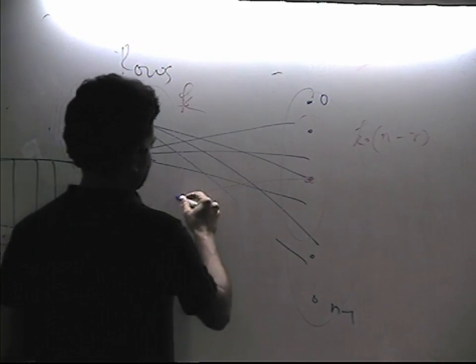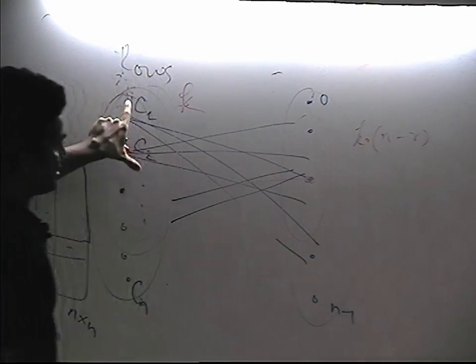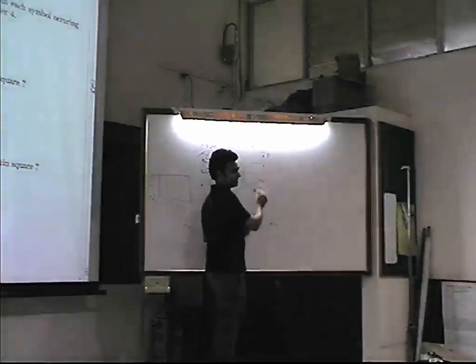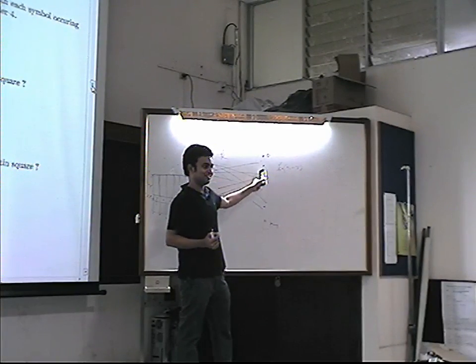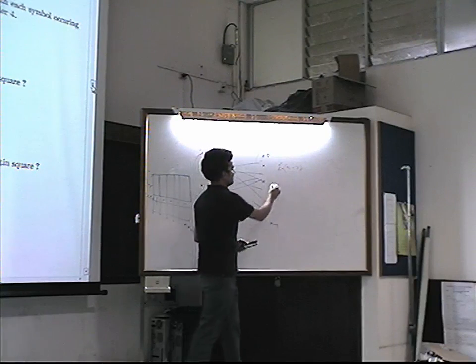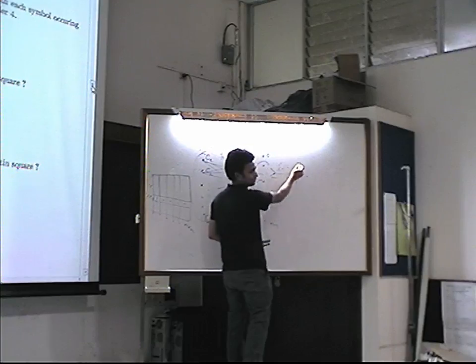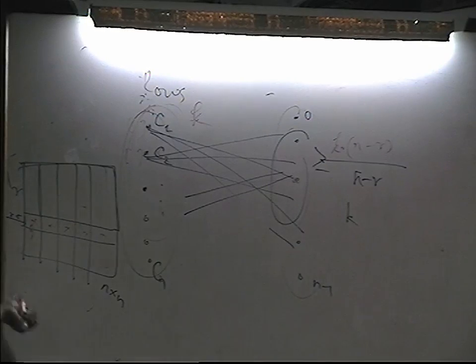So this set of size k sends out k into n minus r edges, and each vertex can consume n minus r edges. So you need at least k vertices on this side also, to consume all the edges. So that means this has to be greater than or equal to this. So Hall's condition is satisfied in this graph. That means you can find a perfect matching.